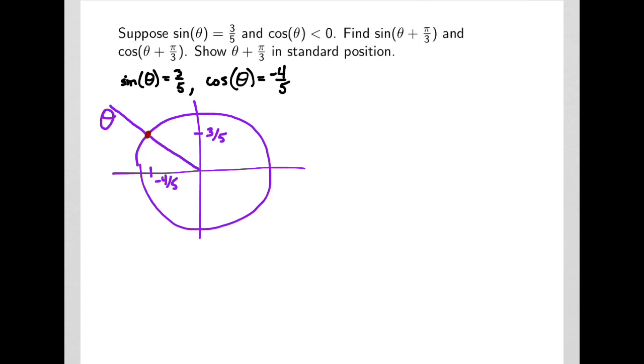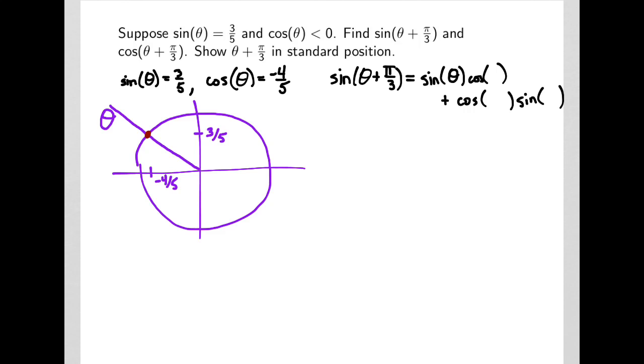So the sine of theta plus pi over 3 uses the sum identity for sine, and the sum identity for sine mixes things up, so we get sine cosine plus cosine sine. This is how I like to think about it. I just fill in the parts that I know. Sine, cosine, cosine, sine. So the first angle was theta, the second was pi over 3. So I just make sure that I am consistent.